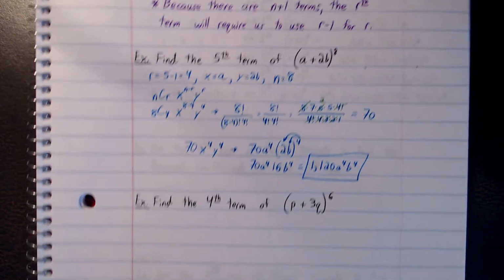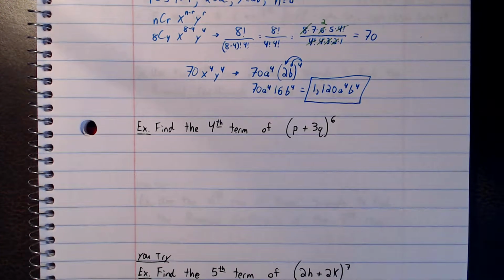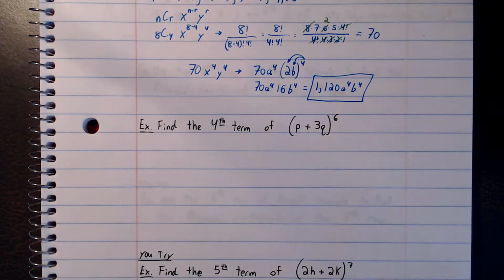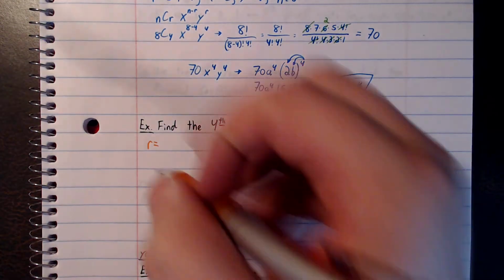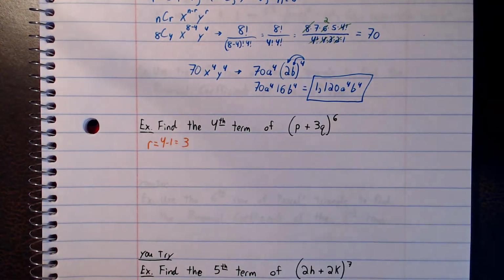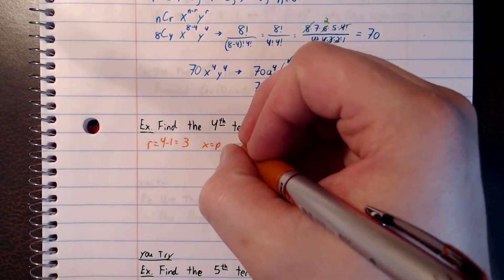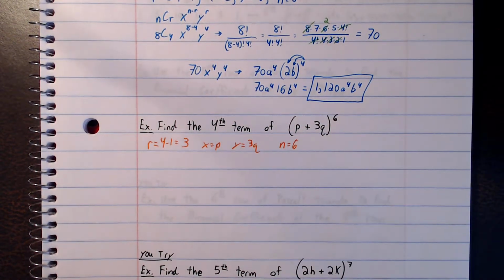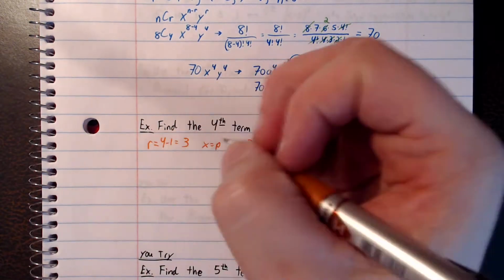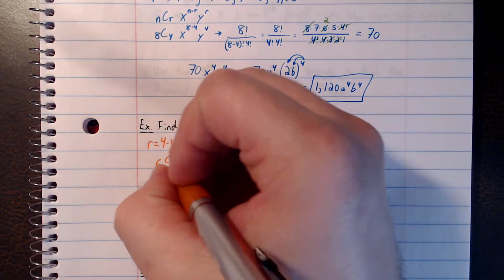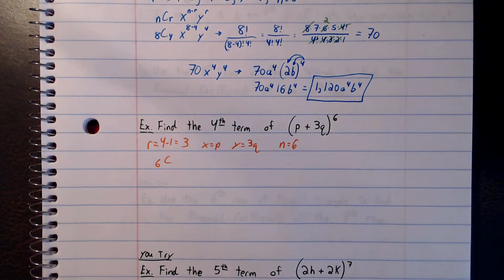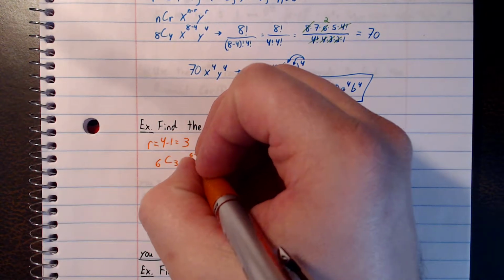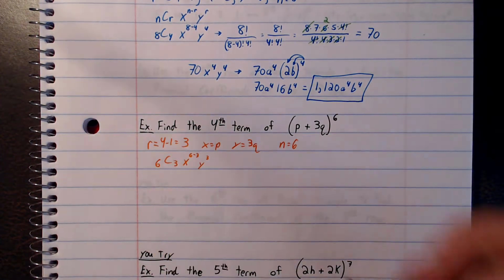Okay, so we're going to try another one right here. We want to find the 4th term of P plus 3Q to the power of 6. So the R term is going to be 4 minus 1. So our R term is going to be 3. I'm going to replace X with P. Y will be our 3Q. And N here is 6. So I'm doing 6 choose 3, x to the 6 minus 3, y to the 3.